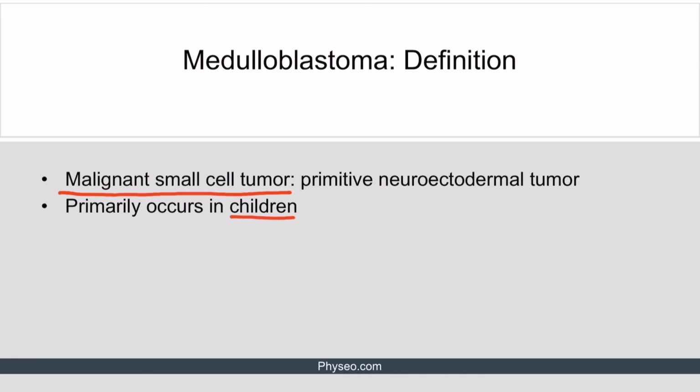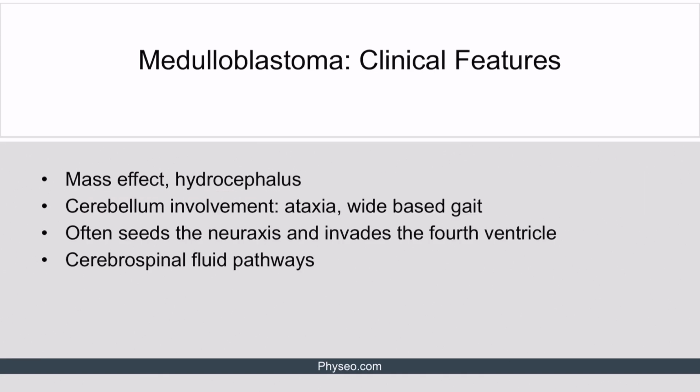Now let's continue to describe the clinical features. Medulloblastomas often present as midline masses in the roof of the fourth ventricle, accompanied by mass effect and hydrocephalus. They arise in the cerebellum, specifically from the external granular cell layer of the cerebellum, resulting in ataxia and a wide-based gait.